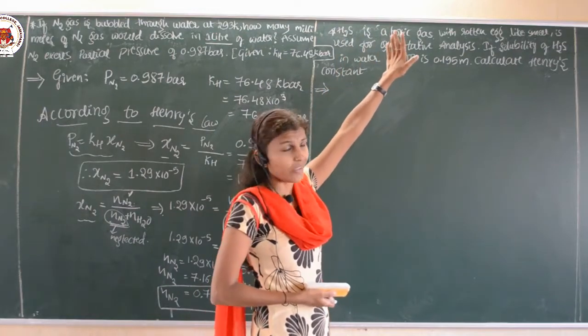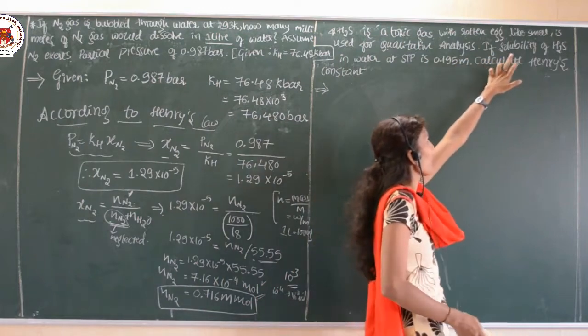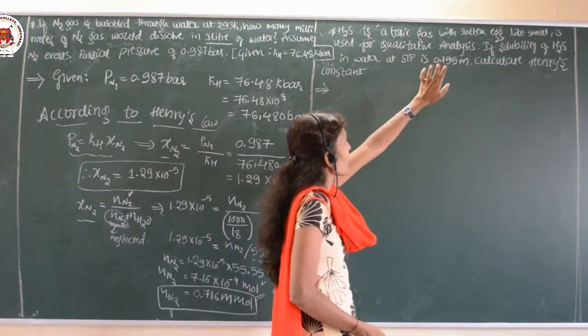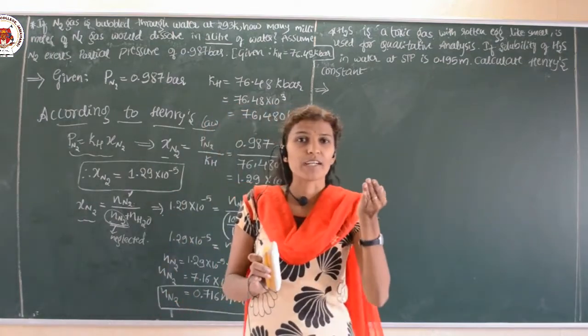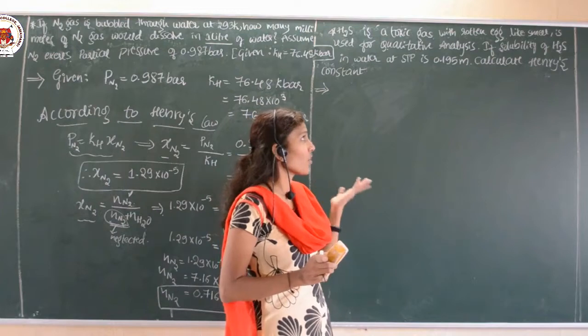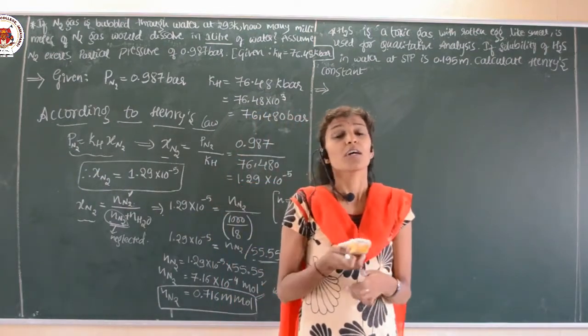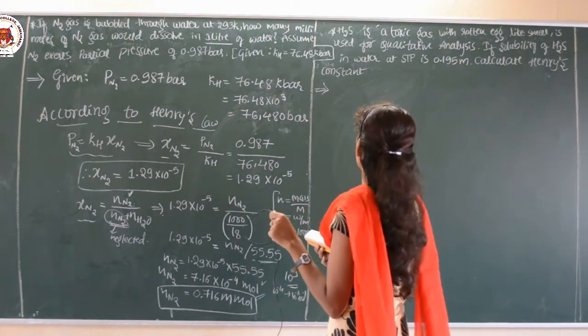H2S is a toxic gas with a rotten egg like smell, used for qualitative analysis. H2S, hydrogen sulfide, is a toxic gas which has a rotten egg like smell, and that is used for qualitative analysis.